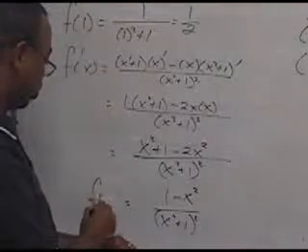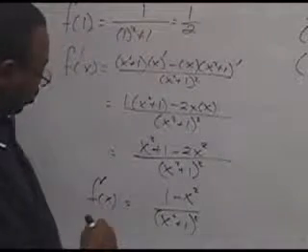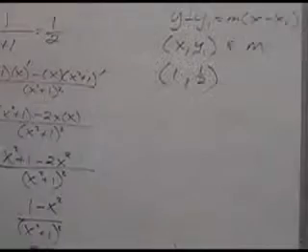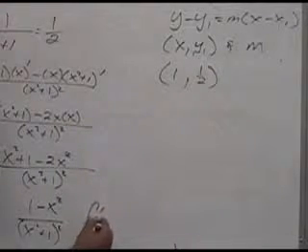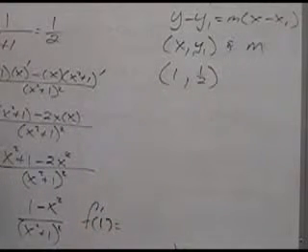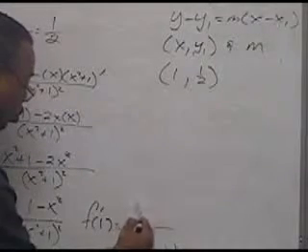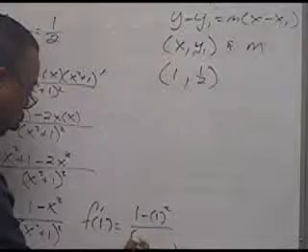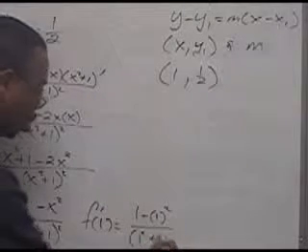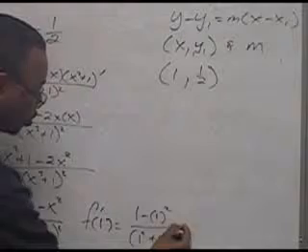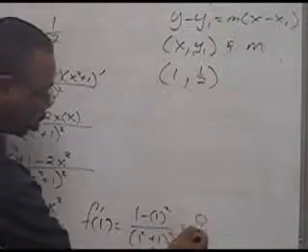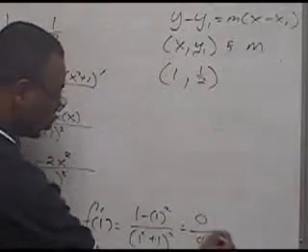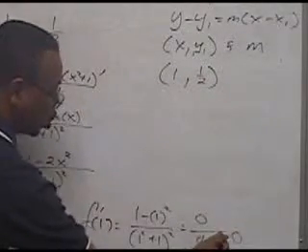Alright, so this is the derivative of f. Now we want to place the 1 into the function and find out what kind of slope we're going to have. So this will be 1 minus 1 squared, all over 1 squared plus 1, all squared. Okay, this is going to give us 0 over 2 squared, which is 4. So we'll have a slope of 0.